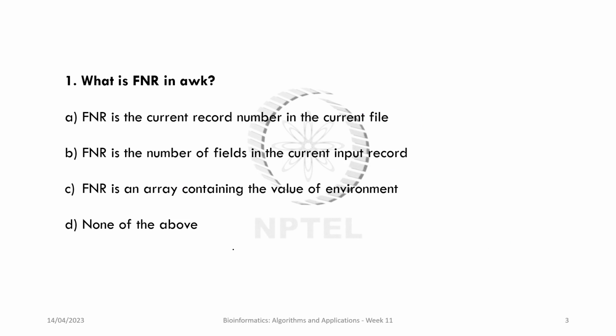What is FNR in awk? I don't think this was covered in the lectures, but you can take a guess or attempt at answering this question. Option A, FNR is the current record number in the current file. B, FNR is the number of fields in the current input record. C, FNR is an array containing the value of environment. And D, none of the above.